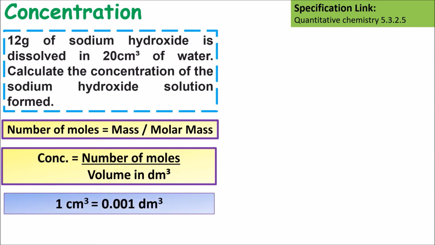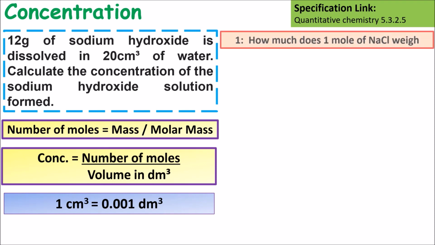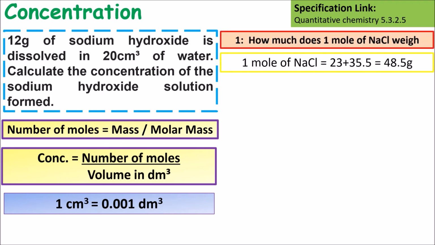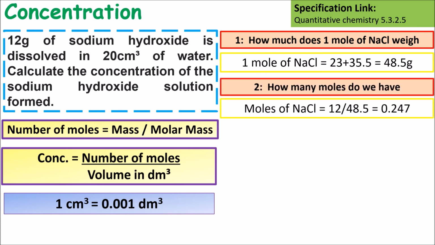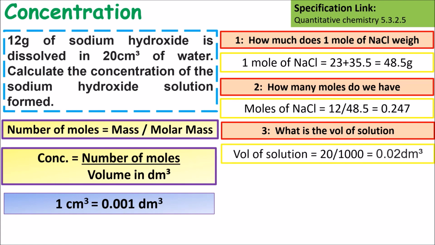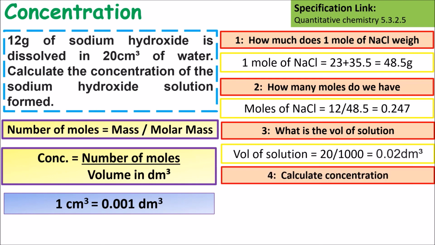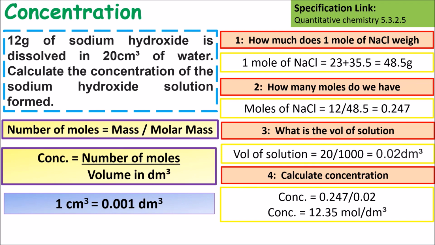If we had 12 grams of sodium hydroxide dissolved in 20 centimeter cubed of water, same as before, work out the mass of 1 mole of sodium chloride, see how many moles of sodium chloride we have, but this time you have to convert the 20 centimeter cubed into decimeter cubed, so you just do that by dividing it by 1,000, and then you can calculate the concentration after.